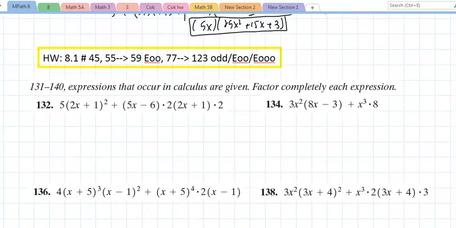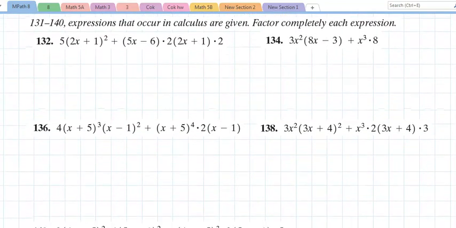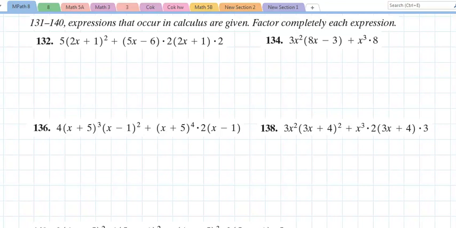Okay, the last portion of section 8.1 refers to problems that we come across in calculus. And in 10.1, the last section, we're going to deal with the same idea. These are derivatives. You take a derivative in calculus and you end up with this, two things added. And the goal is to figure out where this equals 0, so factoring is a must.